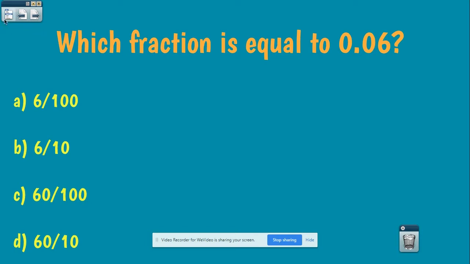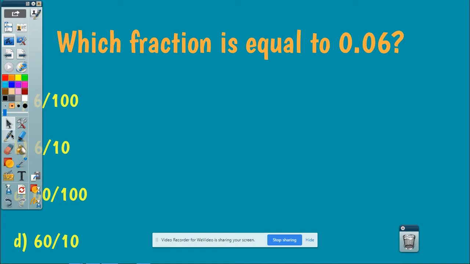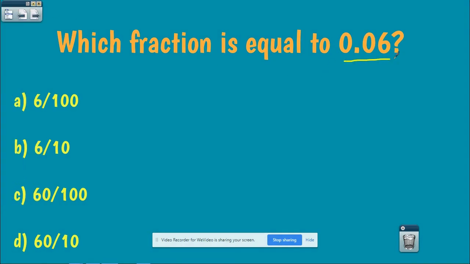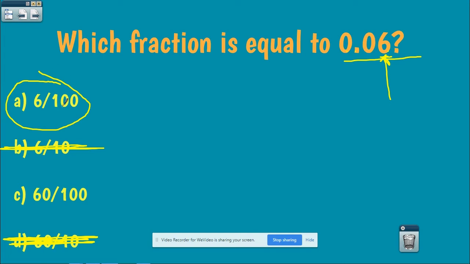Pause the video, pick your answer. All right, if I was going to make you say this decimal out loud, remember, you're not going to look like a weirdo if you're just whispering to yourself while you're taking the quiz. It's so helpful to say it out loud. This says 0 and 6 hundredths. The reason I say hundredths is because it is in the hundredths place value. So looking over here, cross that off because that doesn't say 100. Cross that off because that doesn't say 100. My answer is A, 6 hundredths.